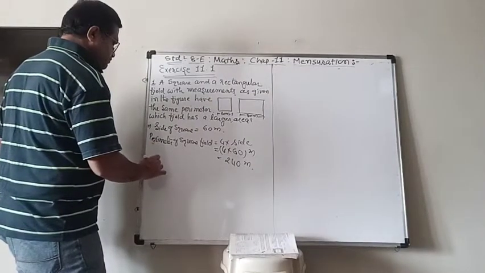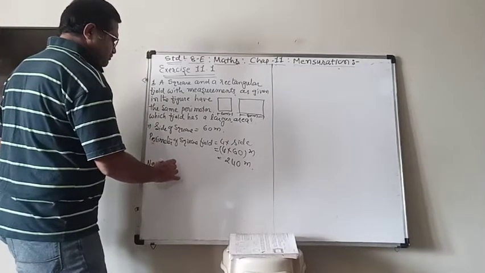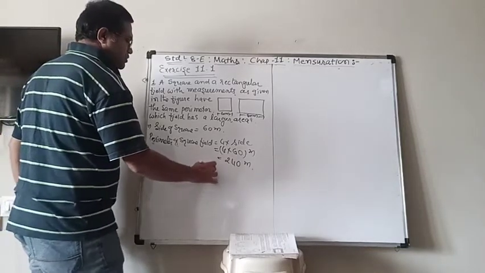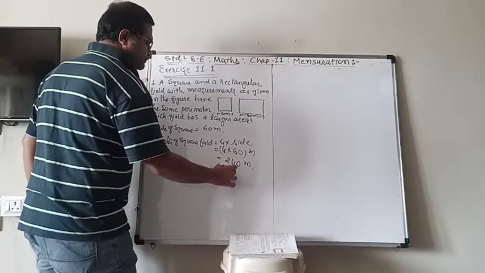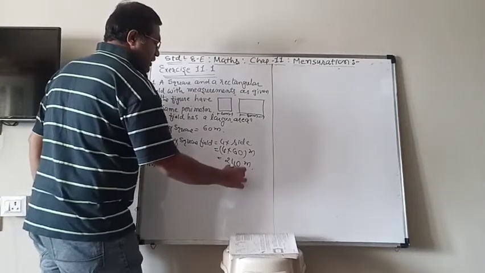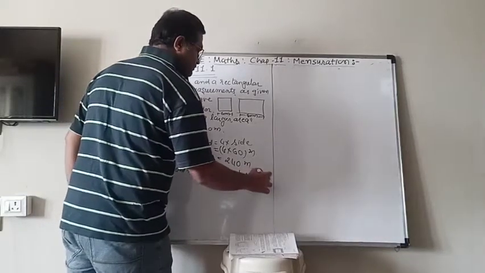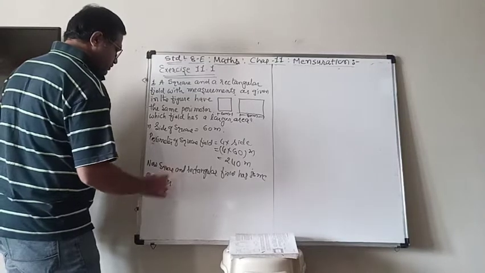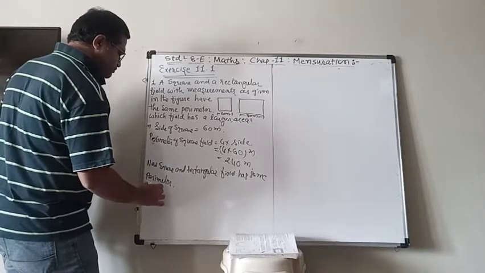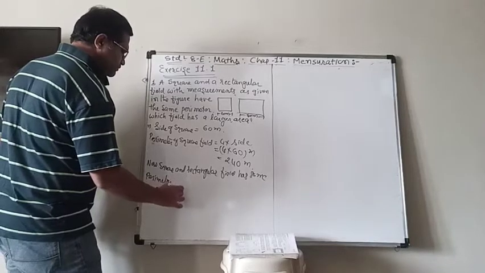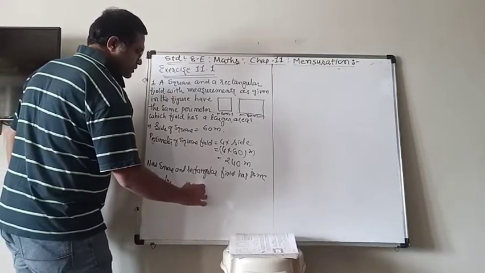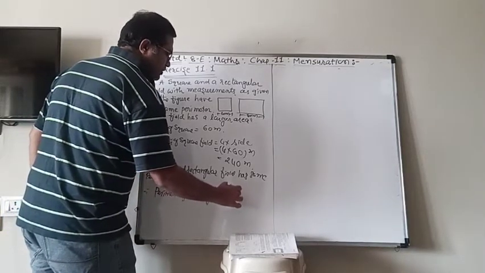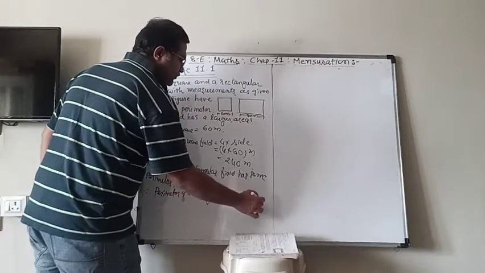So now the square and rectangular field have the same perimeter. Therefore, the perimeter of the rectangular field is also 240 meters.